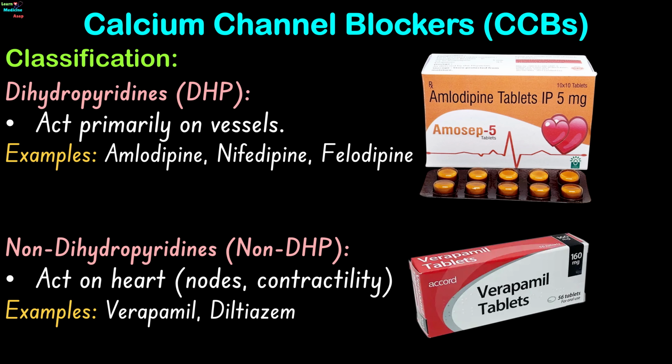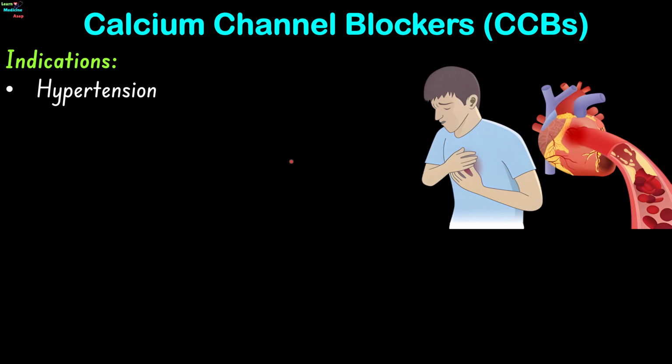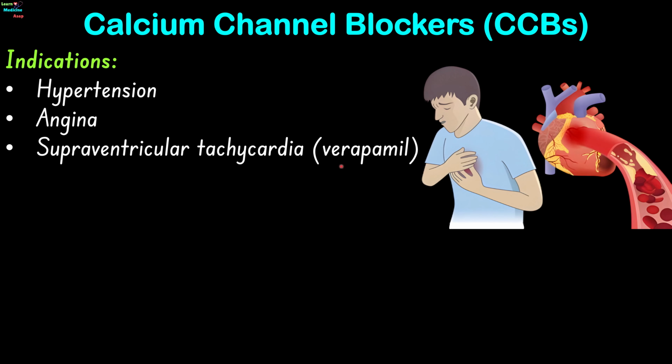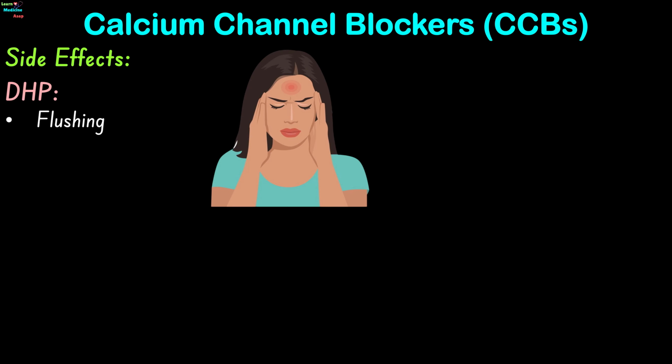The clinical indications for these drugs extend beyond hypertension. They are also used for chronic stable angina and, in the case of Verapamil, for supraventricular tachycardia. Dihydropyridines can be helpful for conditions like Raynaud phenomenon due to their vasodilatory effects. The side effect profiles differ between the two classes.